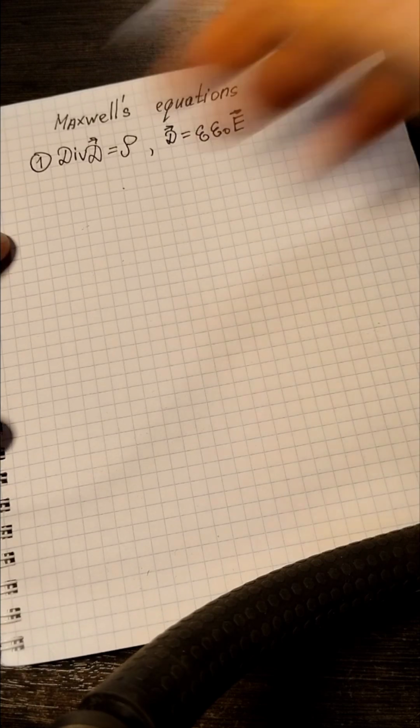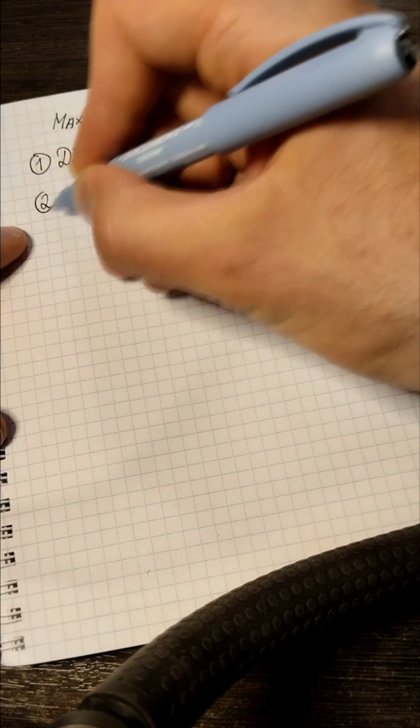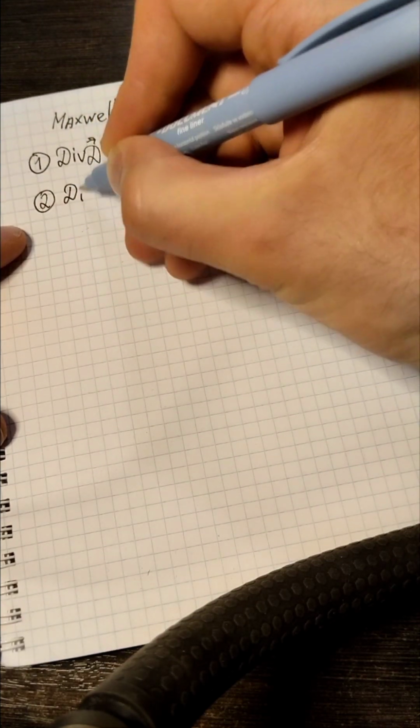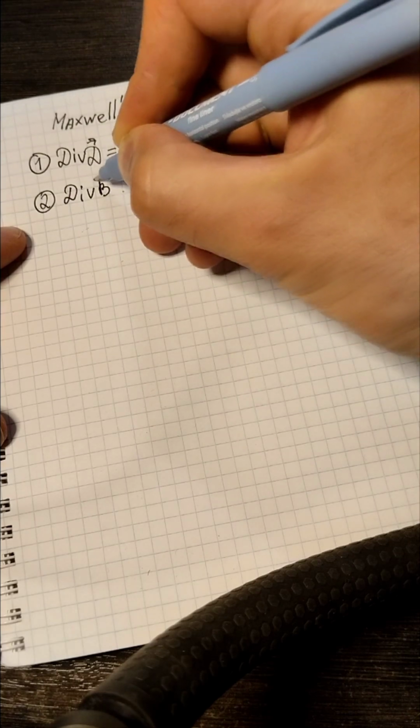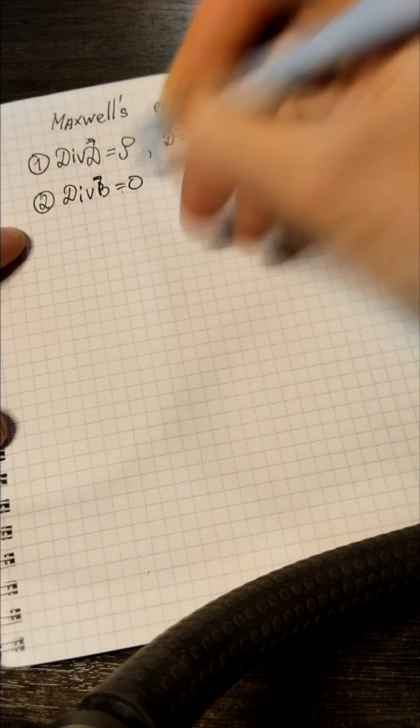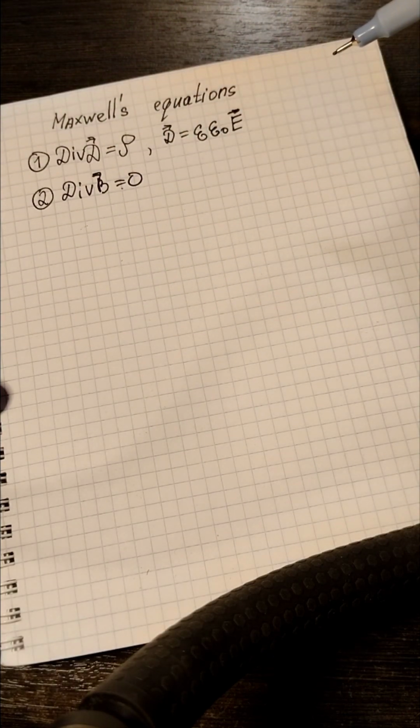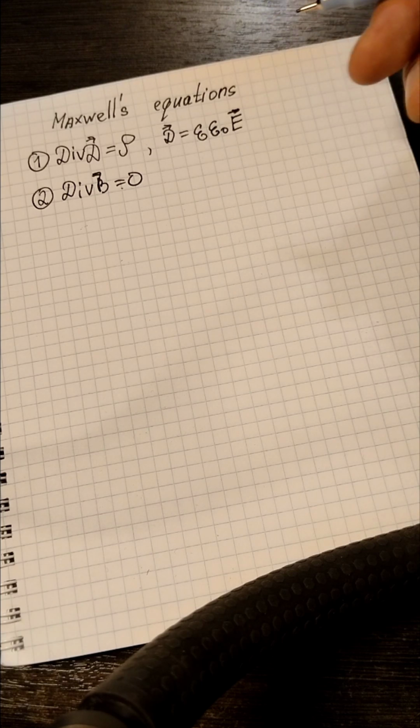Now the second Maxwell equation. Divergence B is equal to 0. It means that the magnetic field lines are closed and magnetic charges do not exist. I repeat this: magnetic field lines are closed and magnetic charges do not exist. There is no need to say anything more about the second Maxwell equation.